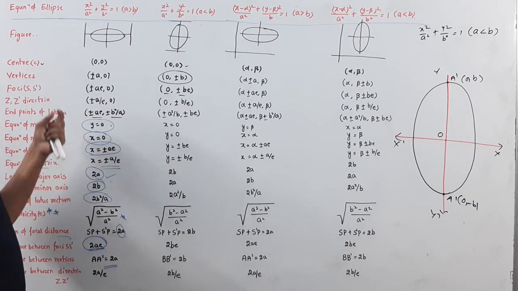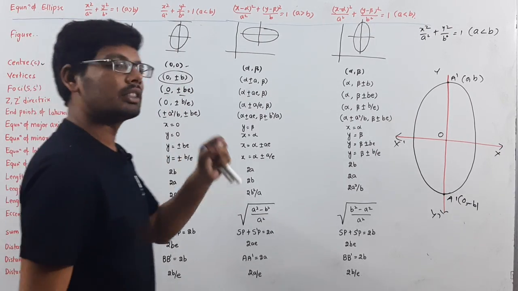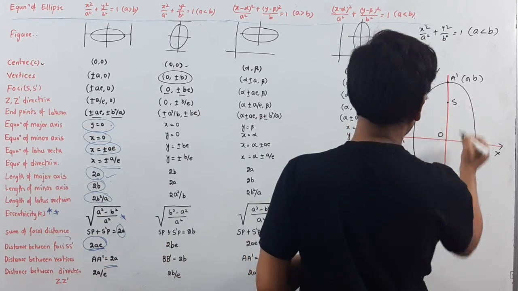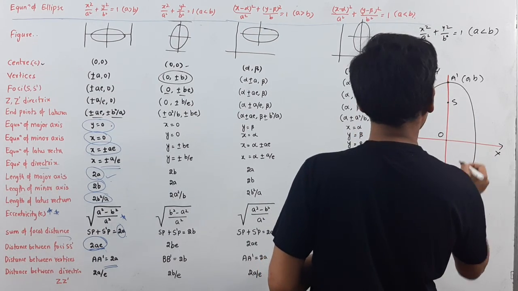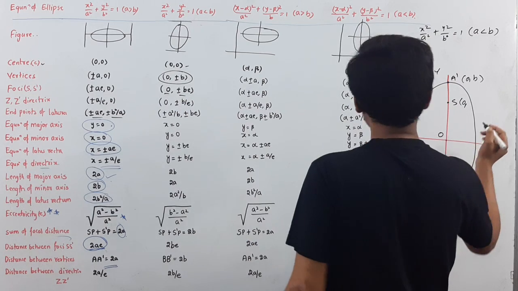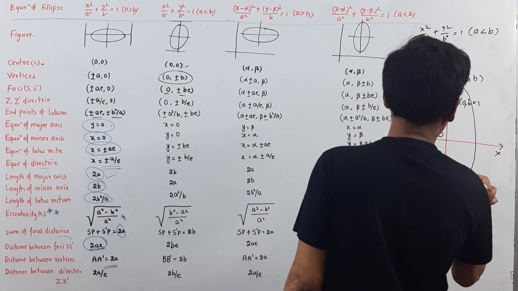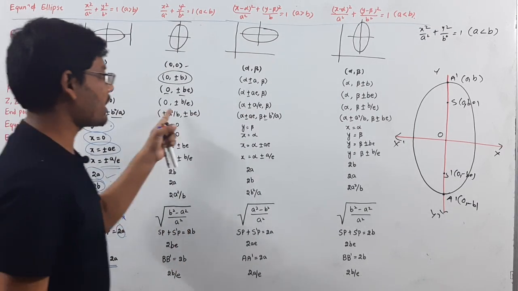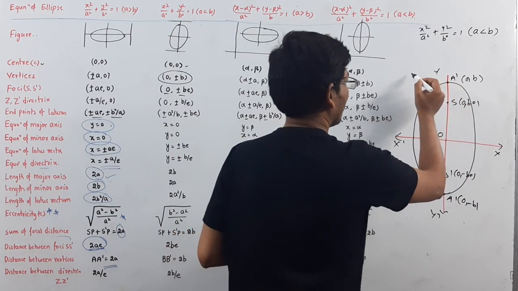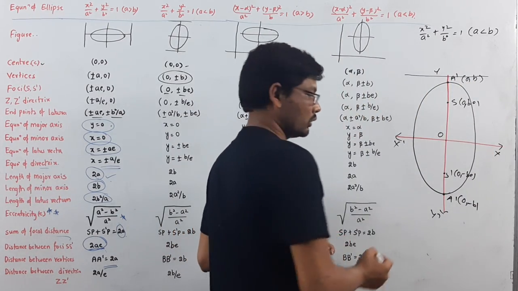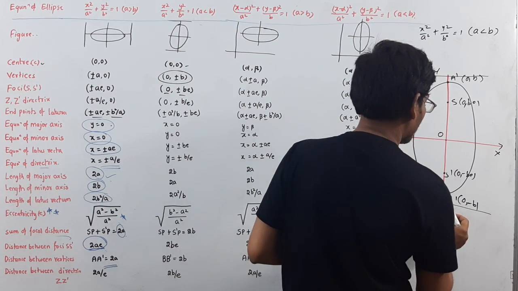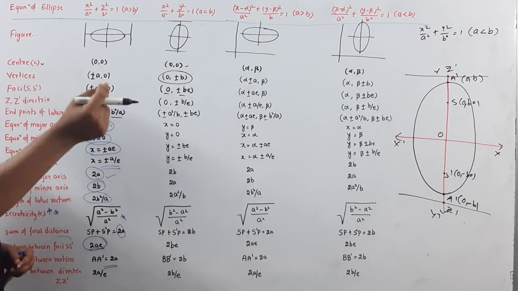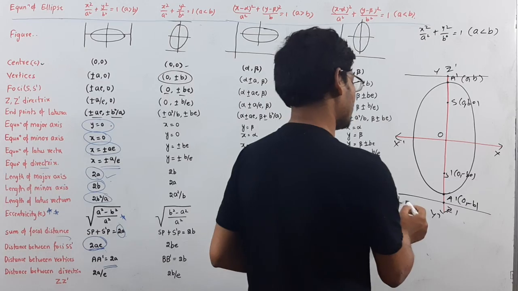And the next one, foci. What is meant by foci here? The plural form of focus is called foci, and here the two foci are, this is S and this is S dash. The first one is 0, BE and the second one is 0, minus BE. And the next one, directrix 0, plus or minus B by E. A directrix intersects the major axis at 2 points Z dash and Z here. The line Z dash is L dash equal to 0.